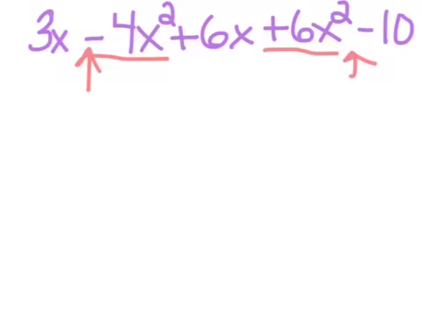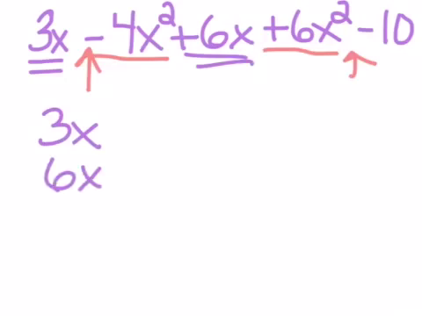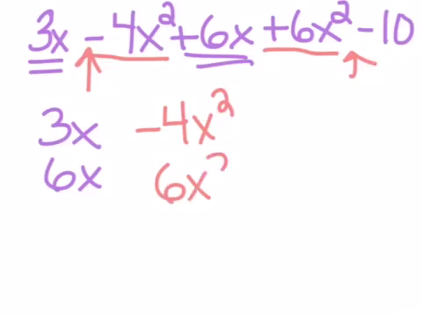I'm going to combine the 3x and the 6x, and then like I said, I have a negative 4x squared, because that means I'm going to subtract it, and then I have a positive 6x squared, and then notice I only have one constant term, and that has a minus sign in front, which means it's a negative 10. So now we have to put these together.